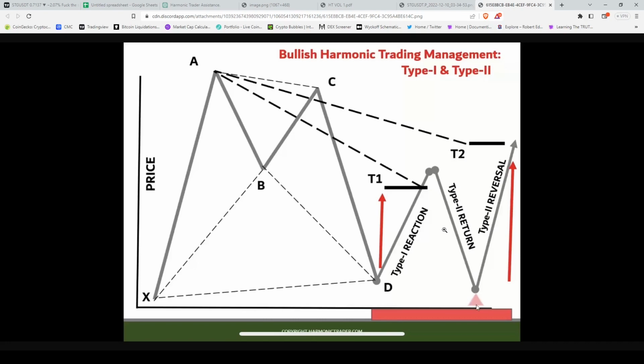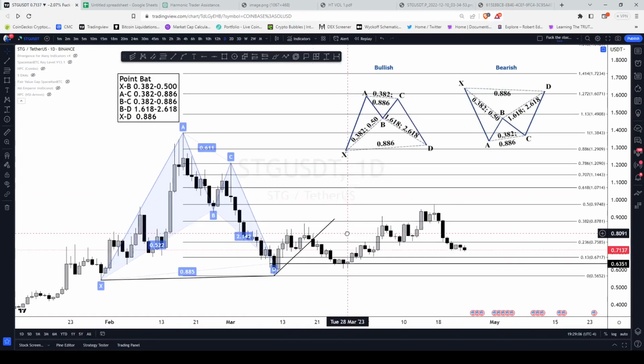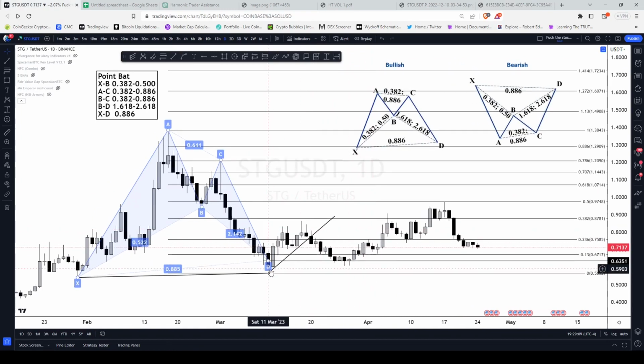So it could come all the way back down to that D point and find support there again, and then that's when you get your actual move up for your type 2 reversal. So one trick I like to do is once you have that D point and you enter here, you just want to draw a trend line. If you start to break that trend line, you can always get out of that trade and look to get back in down here at your D point.